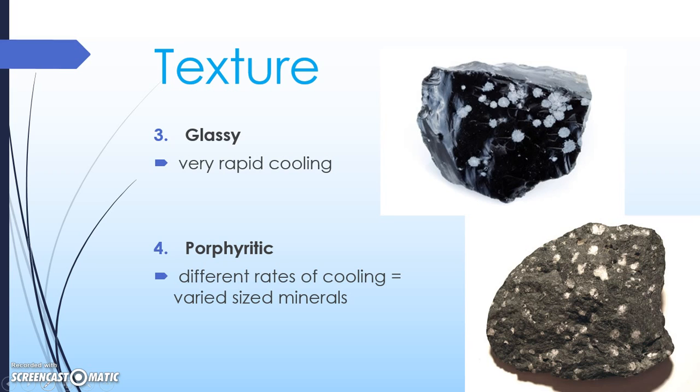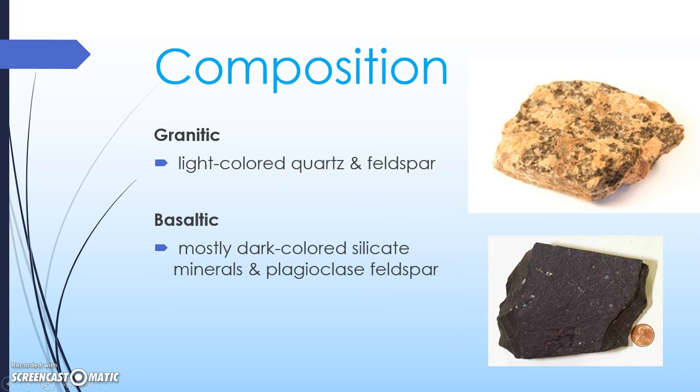Porphyritic texture is the fourth and final type, and it has different rates of cooling. So if you look at the porphyritic piece, you have some pieces that are small and interconnected, so you can't really tell the difference between the minerals, and then you have some pieces that are larger. So some of it cools much quicker than other pieces, yet they still solidify into one piece of rock, which is pretty cool. As far as composition goes, we have a few different types of composition as well.